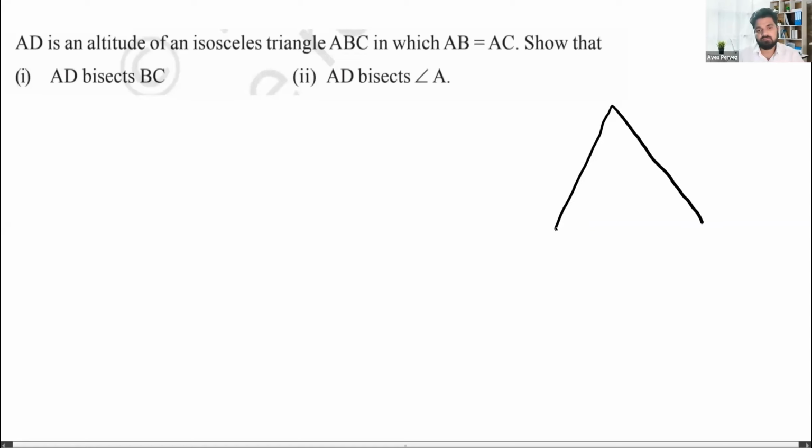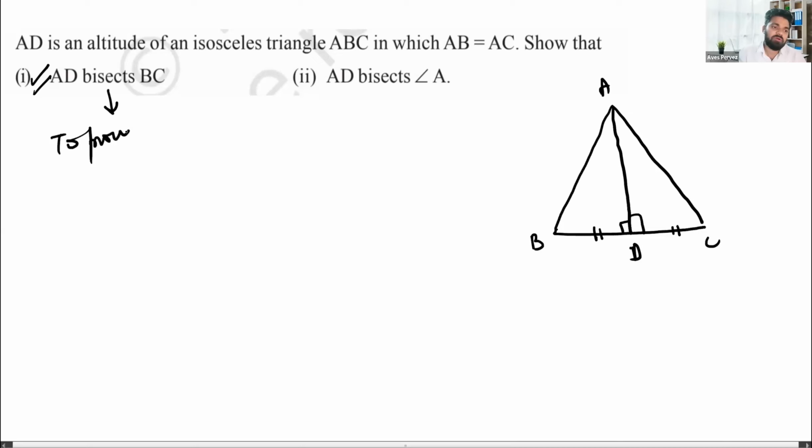So the first answer is BD is equal to DC. Yes, we need to prove this one. AD bisects BC, so it means we need to prove BD is equal to DC. What does it indirectly mean? It means to prove BD is equal to DC.